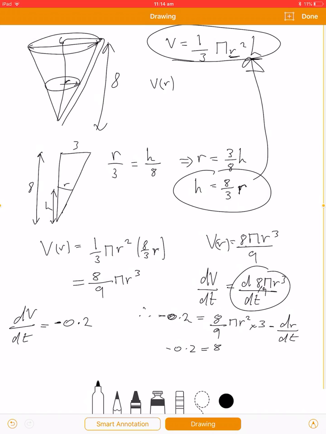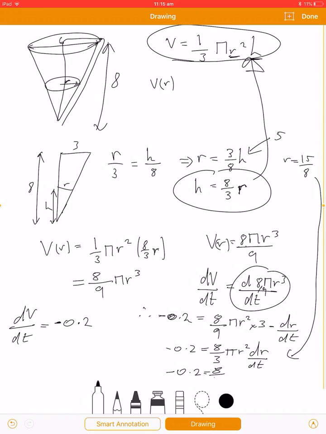So this is now equal to minus 0.2. 8 over 9 times 3 is going to become 8 over 3 pi R squared dr over dt. The question is asking us, find the rate at which the surface radius is changing at the instant the water is 5 meters deep. So we know that back up here, when it's 5 meters deep, H is equal to 5. So we plug in 5 into this here, which implies that when H is equal to 5, R equals 15 over 8.